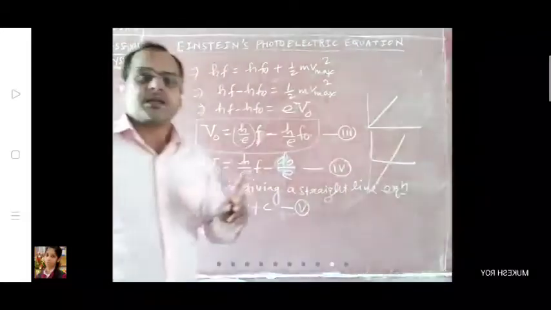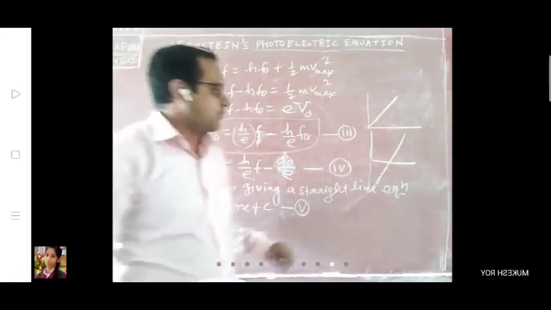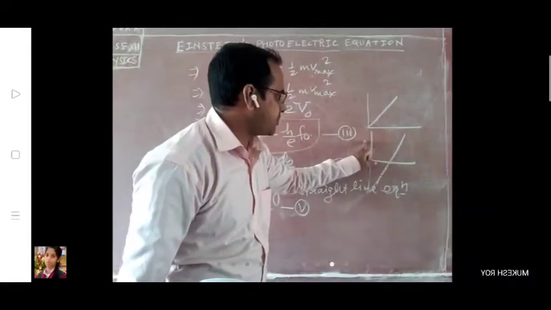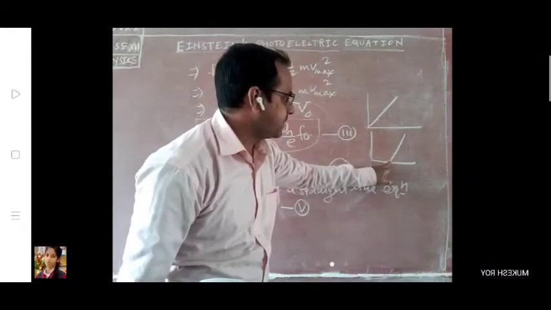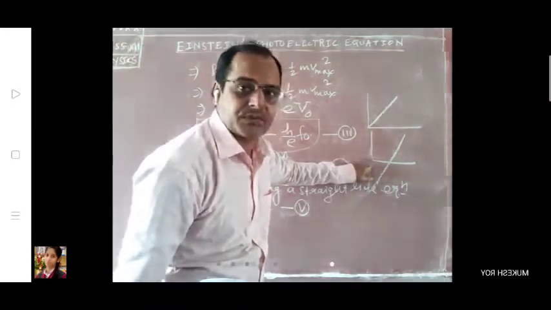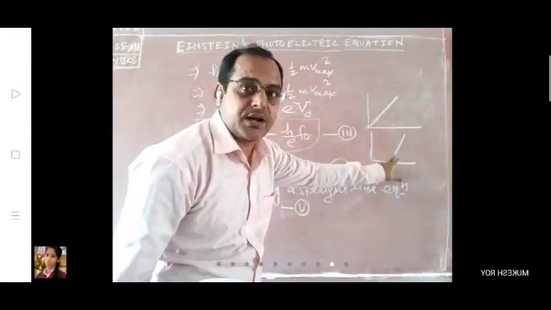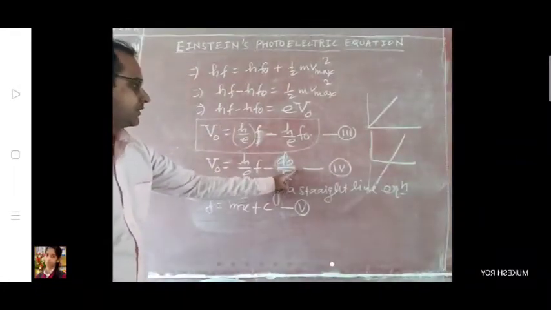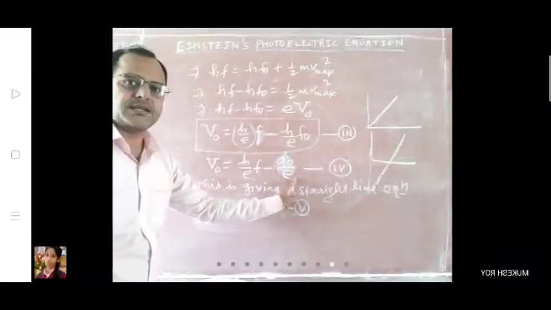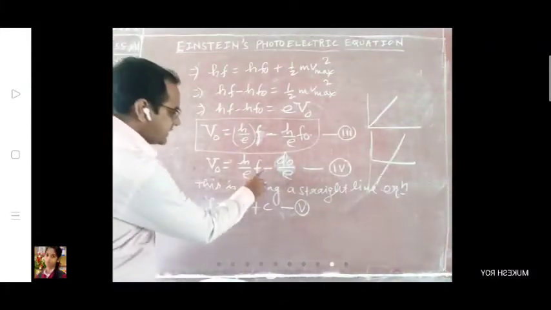And this will be the intercept. So we come to know, as we have studied, why this graph, the stopping potential versus frequency graph, cannot start from here. It is starting from here, and we have the intercept phi naught by e here, which says that it is negative.